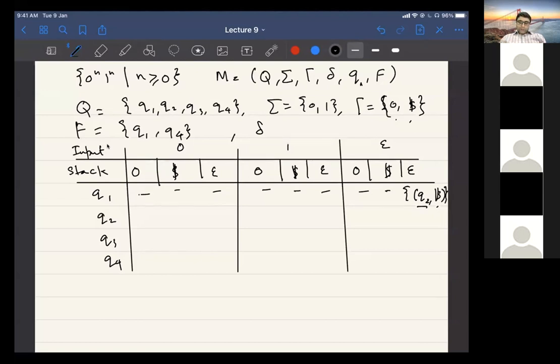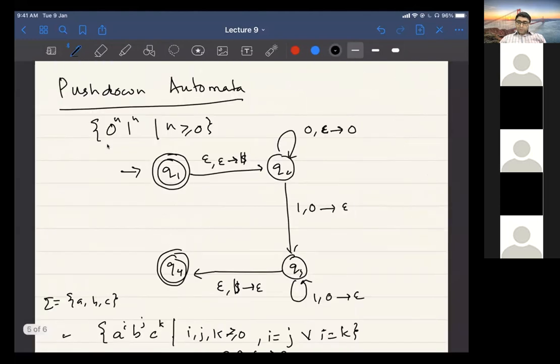Again, in Q2, it does not do anything when it reads zero and there is a zero on the stack. When there is a dollar on the stack, what it does, it remains here and pushes zero. Is this thing clear? I don't have enough space here, so let me fix. So we have Q2, 0. And then it can also take empty transition. So remember, Q2 can take an empty transition.